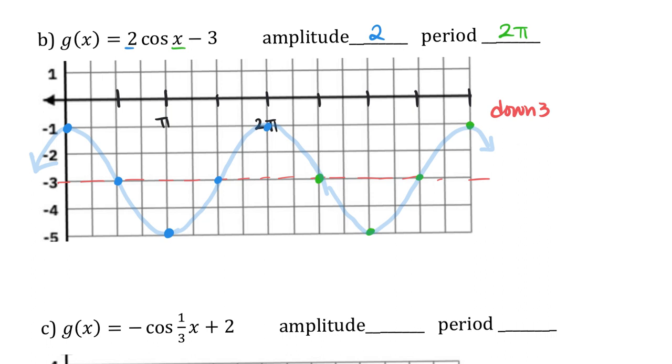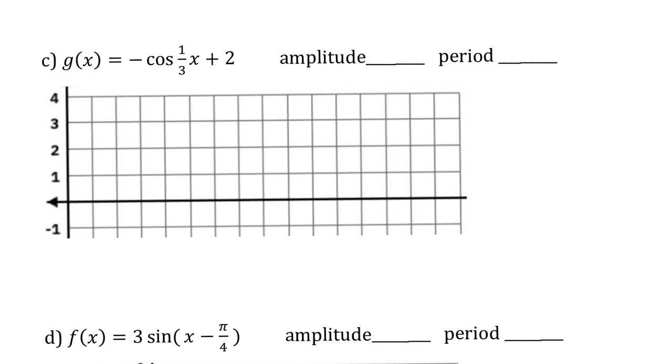Okay, one more vertical shift. The amplitude on this is still 1. It has a negative sign, which we'll worry about in a second. My period, oh, it's a 1/3 x. So I want to do 2 pi divided by 1/3. If I divide by a fraction, I'm timesing by the reciprocal. So the period is actually 6 pi.